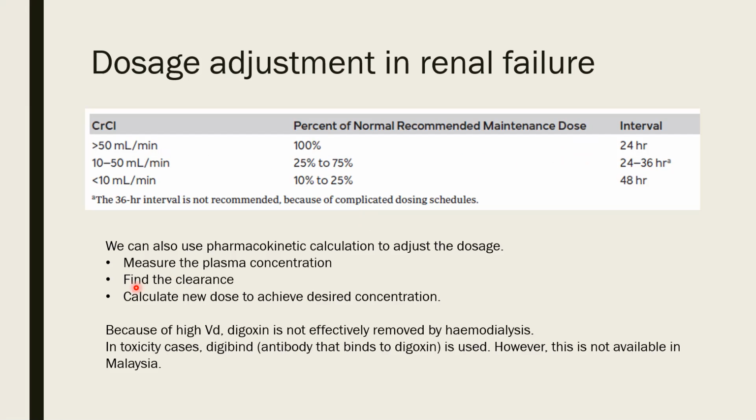We can also use pharmacokinetic calculation to adjust the dose, like what we have in our calculation. Measure the plasma concentration, find the clearance, and calculate the new dose to achieve the desired concentration. Because of high VD, digoxin is not effectively removed by hemodialysis. In toxicity cases, Digibind, an antibody that binds to digoxin, is used. However, this is not available in Malaysia.